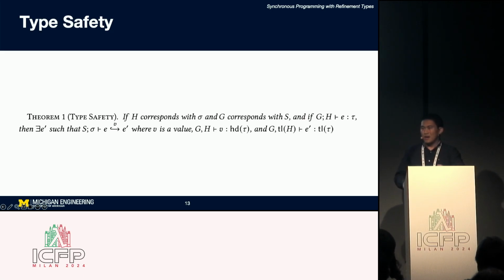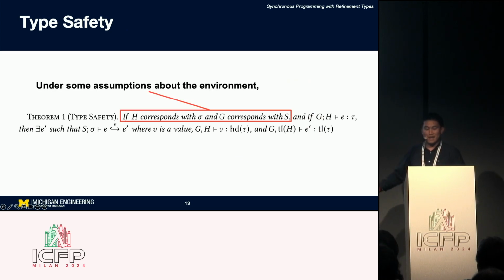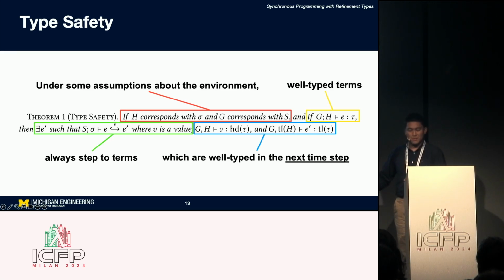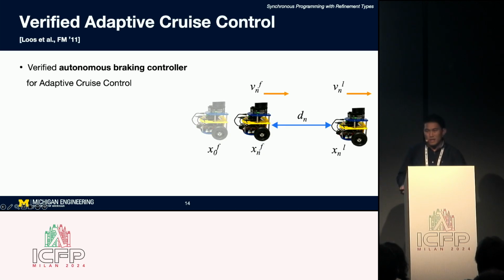Speaking of, our main theorem for type safety states that under some assumptions of the environment, well-typed terms always step to terms which are well-typed in the next time step. And that's the key part here, is that we can't just type things in the same typing context. We actually need to change things. And the semantics of how we change these types are detailed in our paper. And so, of course, this makes all the type theorists here happy.